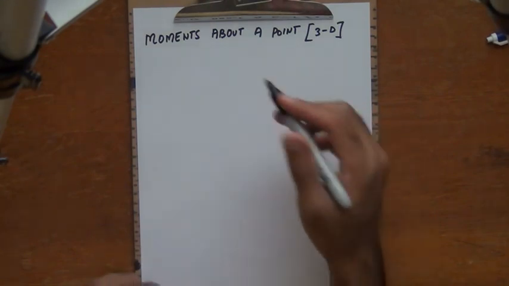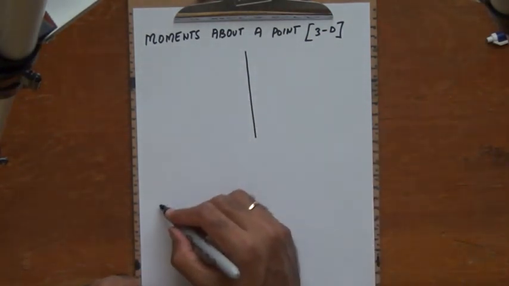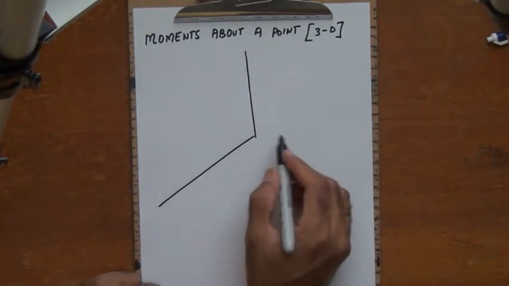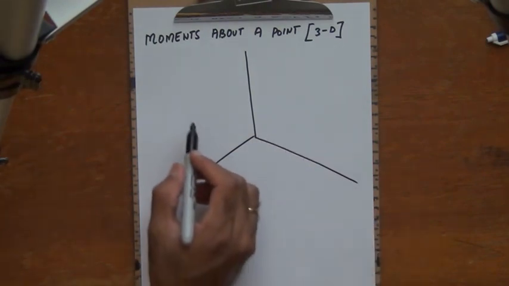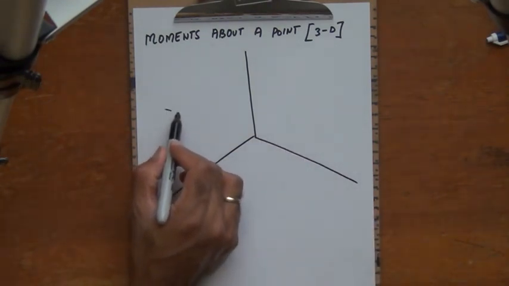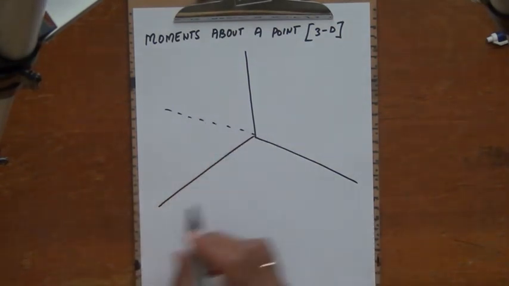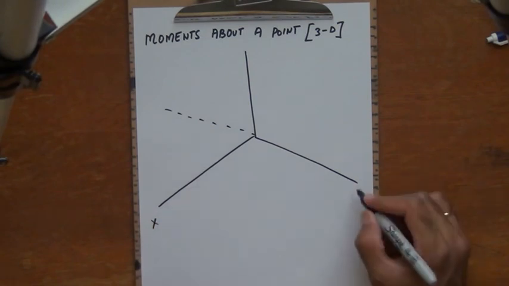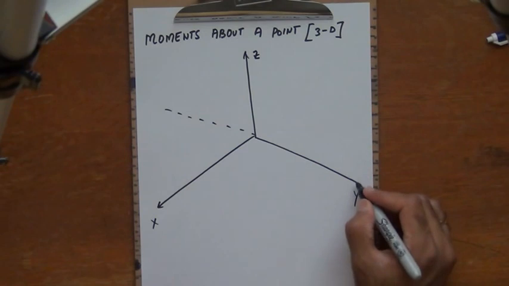I have the x, y and z coordinate system. So the z-axis, and then I have the x-axis and then the y-axis right there. I'm going to extend the y-axis onto the other side. Right, so this is going to be the positive x, the positive y, and the positive z.